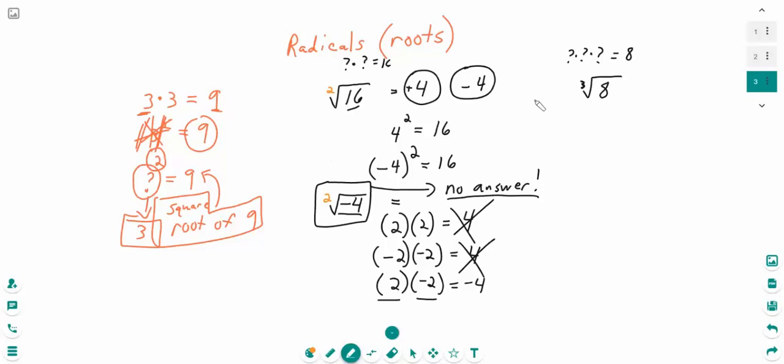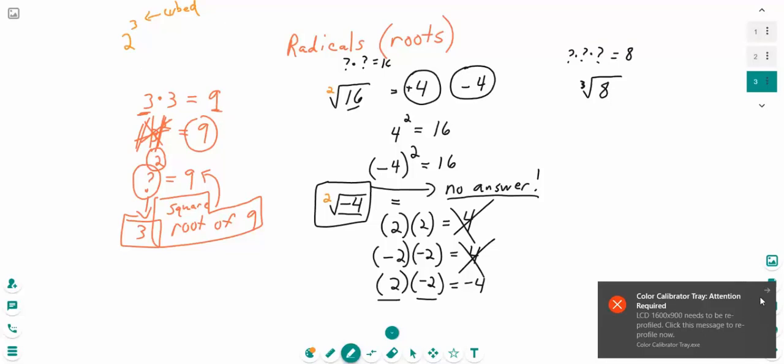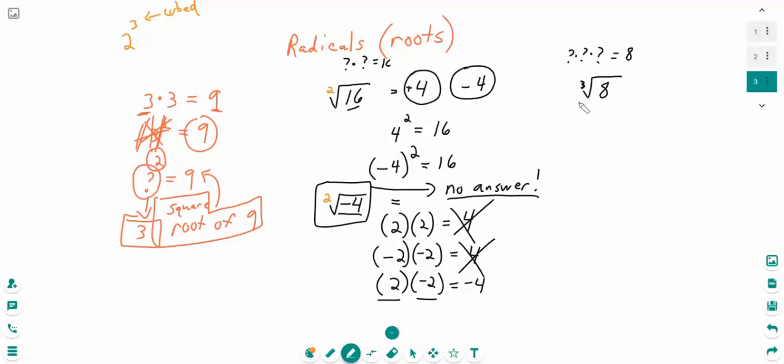If we want something other than 2, then we have to put that number in the little hook next to the radical. All right. So this is read as, what is the cubed root of 8? Remember, I said earlier, if I have 2 to the third, this is called the cubed power of 2. So here we would say, what is the cubed root? Not the cubed power, but the cubed root of 8.